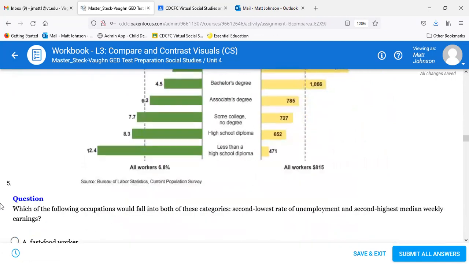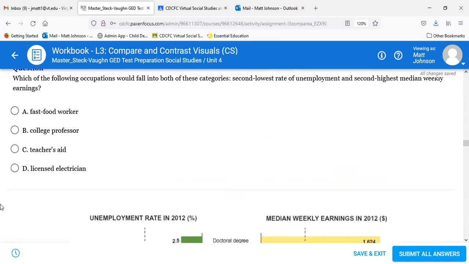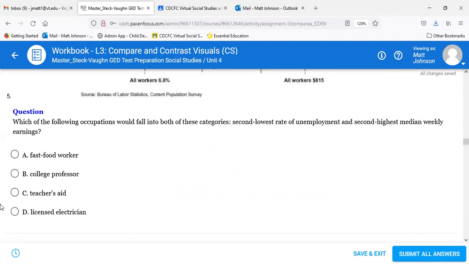Five. Our same graph, number five, Nakia, how about number five for us? No problem. Number five, which of the following occupations will fall into both of the categories: second lowest rate of unemployment and second highest median weekly earnings. So the professional degree makes the highest weekly earnings. Which of the following occupations will fall into the categories second lowest rate of unemployment and second highest? A is fast food worker, B is college professor, C is teacher's aide, and D is licensed electrician. Category second lowest rate.